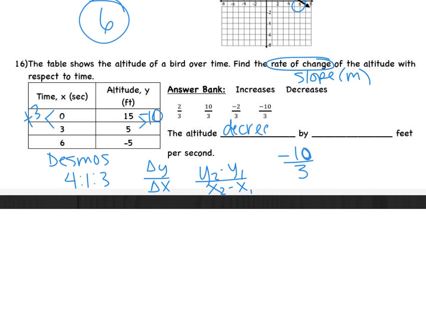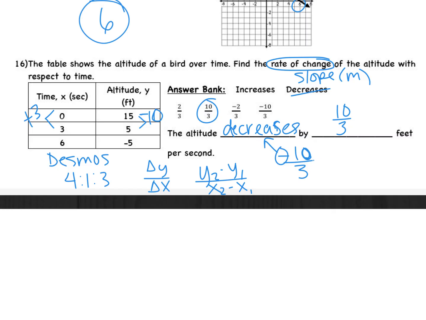This is where it gets tricky. How do we know it's decreasing? Because of this negative. It is decreasing by how much? What are we going to put in this space? We know it's either 10 over 3 or negative 10 over 3. Positive, because the decrease tells us the negative. So be very careful there.